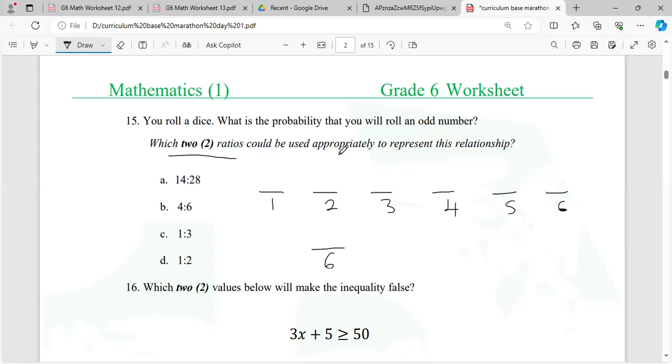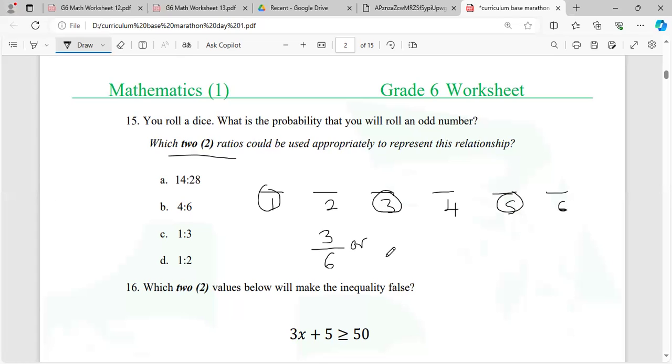So let me ask you, how many odd numbers are on the die? 3. Name them. 1, 3, and 5. So it would be 3 out of 6. So the probability of throwing an odd number would be 3 out of 6, or a half.